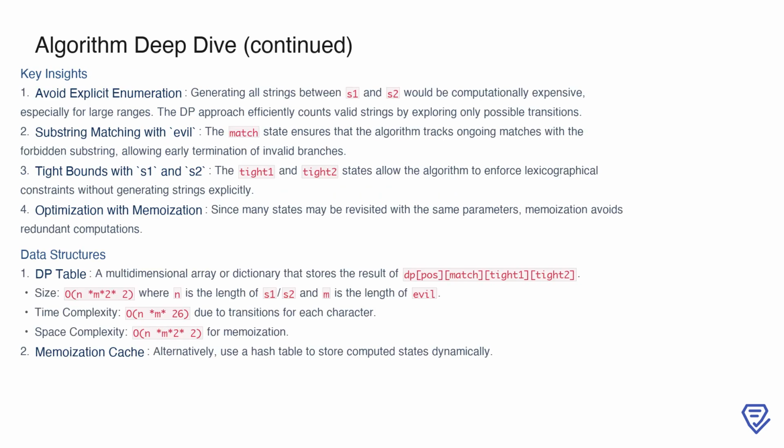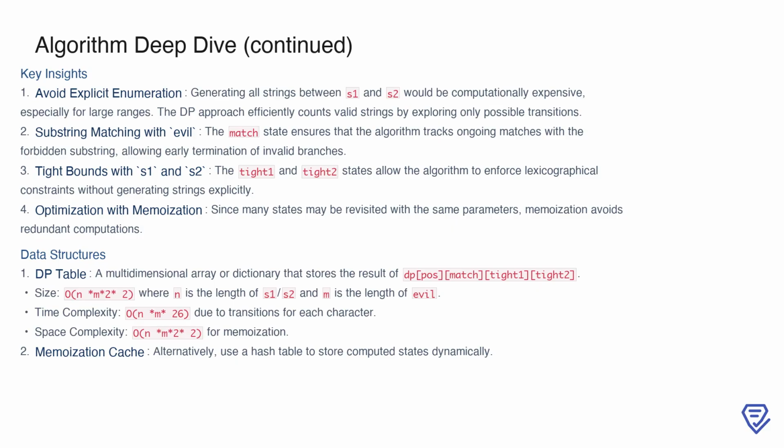The algorithm relies on several key insights to achieve efficiency. First, we avoid explicitly generating all strings within the range S1, S2, as this would be computationally prohibitive for large ranges. Instead, the dynamic programming approach focuses solely on valid transitions between states. Second, the match state allows us to track partial matches with the evil substring, enabling early termination of invalid branches. Third, the Type 1 and Type 2 states enforce lexicographical constraints dynamically, ensuring that all generated prefixes remain within the bounds of S1 and S2.